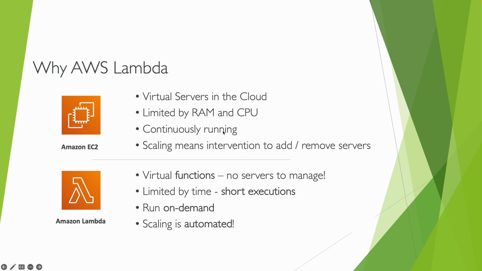It should also be continuously running. Once you take an AWS EC2 instance and deploy your application on it, you need to continuously run that instance to keep your application online. If you stop the EC2 instance, the application will also stop. In EC2, scaling means intervention to add or remove servers. Whenever you want to scale applications which are on EC2 servers, you must scale your servers, okay. So this is how EC2 works.